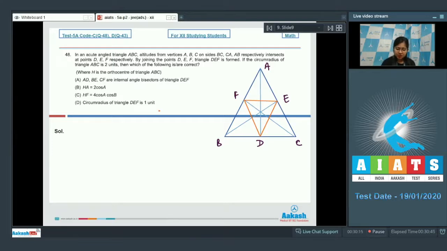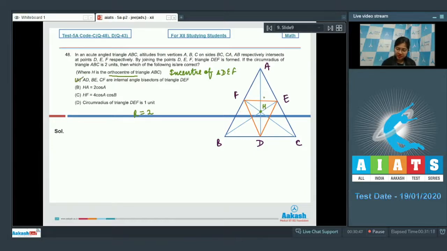Now it has been given that circumradius of triangle ABC is 2. Now H is the orthocenter of triangle ABC. Now we know that orthocenter of triangle ABC is the incenter of pedal triangle DEF, right? Which means that AD, BE, CF are internal angle bisectors of triangle DEF. So this option is correct.